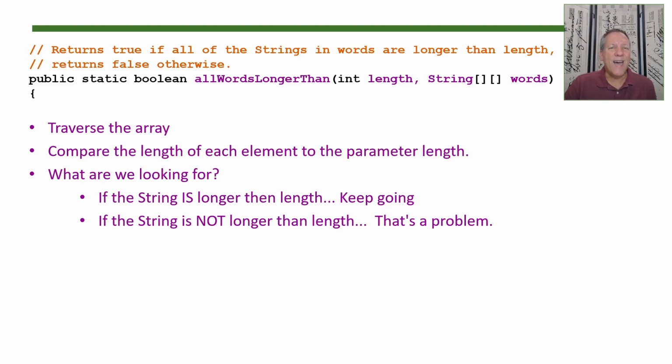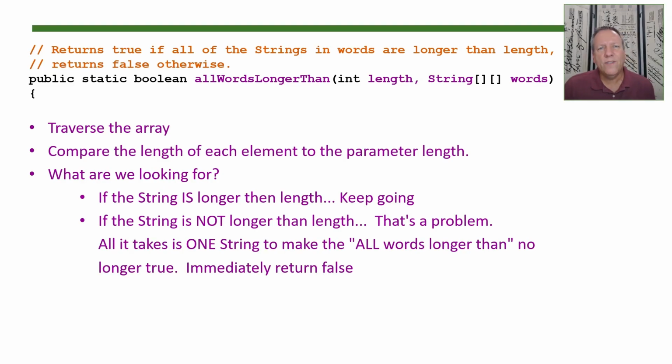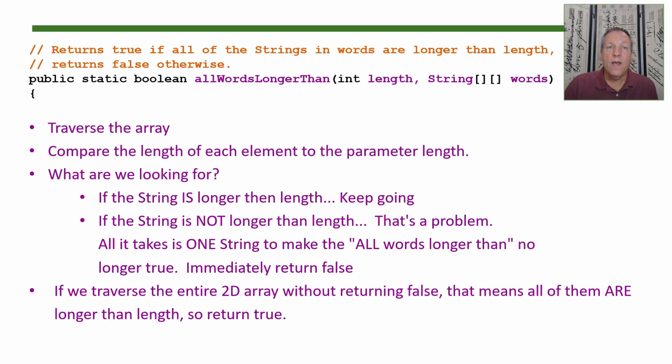However, if the string is not longer than length, that's a situation we have to deal with. All it takes is one string to make "all words longer than length" no longer true. We should immediately return false in that situation. We don't even have to check the rest of the strings. Even if the rest of the strings are long enough, we already found one that isn't. So there's no way that this method can return true. And then finally, if we traverse the entire 2D array without ever returning false, well, then that must mean that all of our strings are longer than length. So now we can return true.